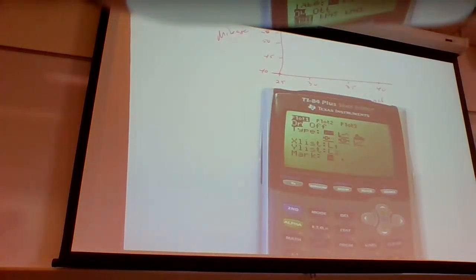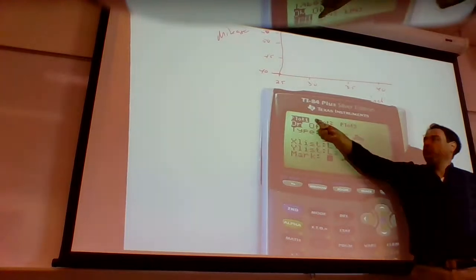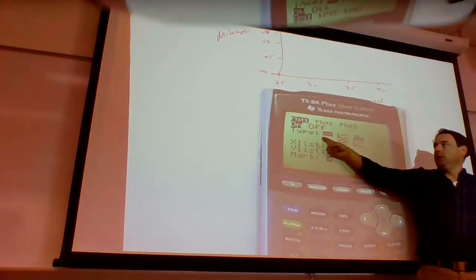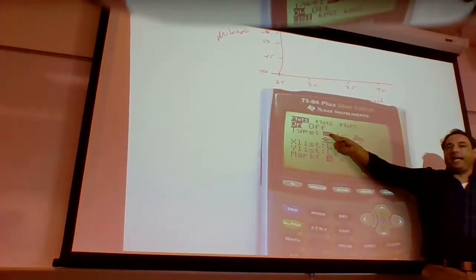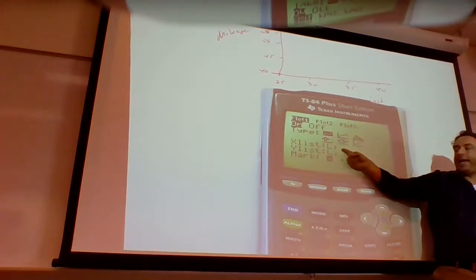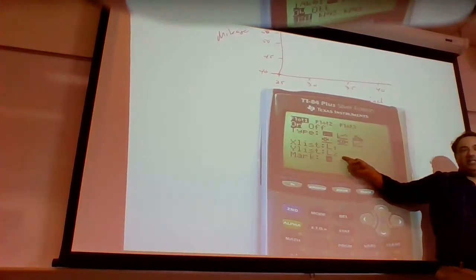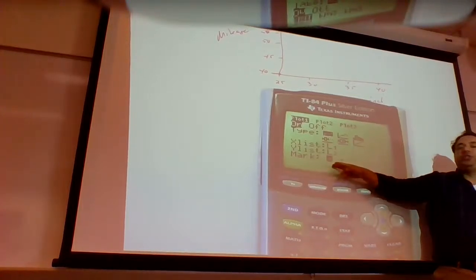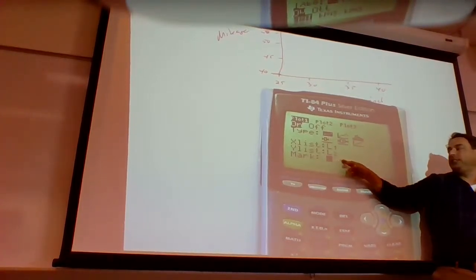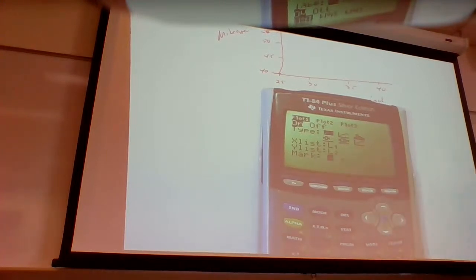So to review, plot 1 should be on. Choose scatter plot by pushing enter on top of it. X should be list 1. Y should be list 2. You okay? Any help? Stop me now. It's easier to stop than to go backwards. You get to choose where you want the dots to be. Boxes, plus, or dots. I think the boxes are nicest.